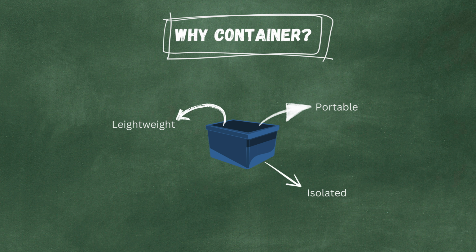Isolated. They run independently, ensuring that what happens in one container stays in that container. This isolation means your applications are more secure and less likely to interfere with each other. Also, they are platform independent. Whether it's your laptop, a server, or even the cloud, containers run everywhere.